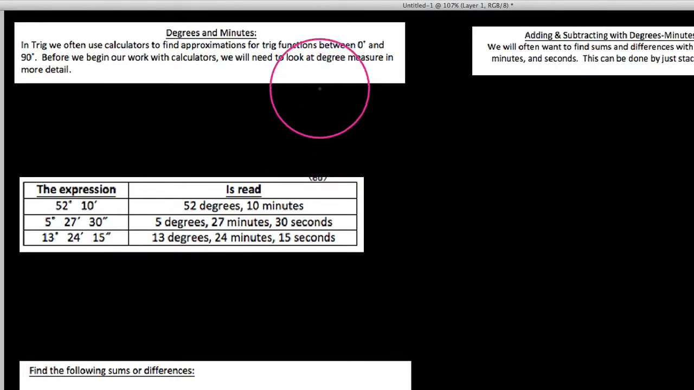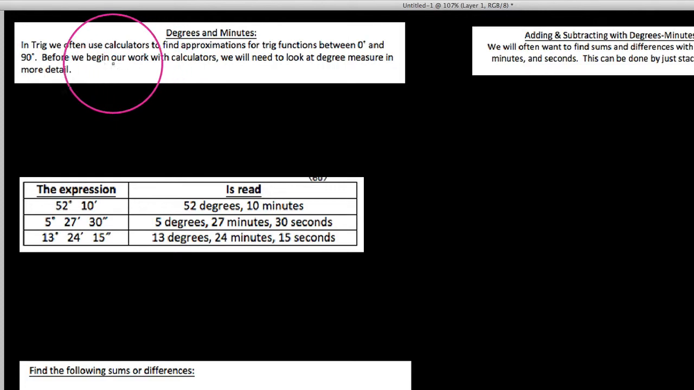In this video, we're going to be discussing degrees, minutes, and seconds when measuring angles. We spend so much time in trig measuring angles that we often find that we're either using degrees or radians. But when we use degrees, we go back and forth between what we call decimal degrees and degrees, minutes, seconds.